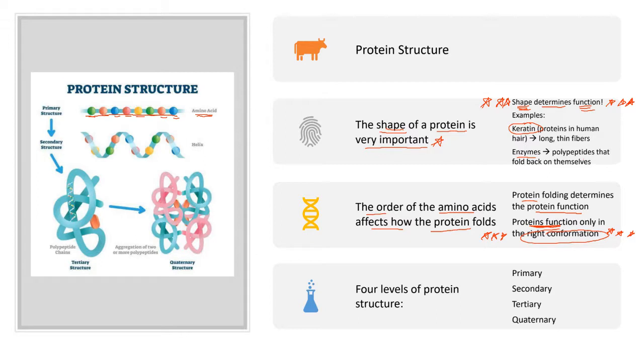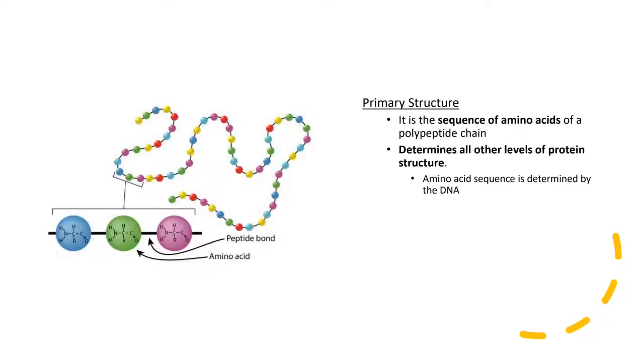Okay. Now there are four levels of protein structure. We have primary structure, secondary structure, tertiary structure, and many times, sometimes, not always, you have something called a quaternary structure. Okay, so primary structure. The primary structure of a protein, of a peptide chain, is nothing but the sequence of amino acids. That's it. And this primary structure is important because it's going to determine all other levels of protein structure.